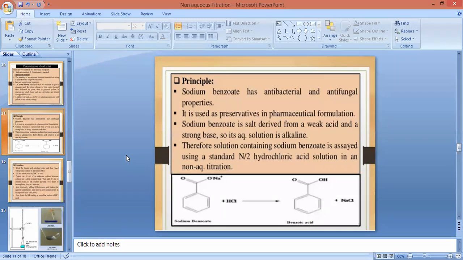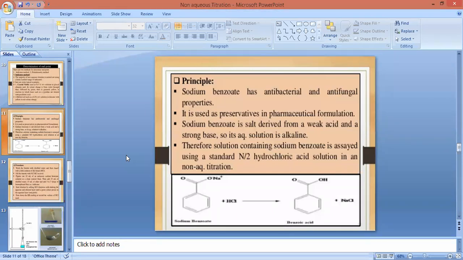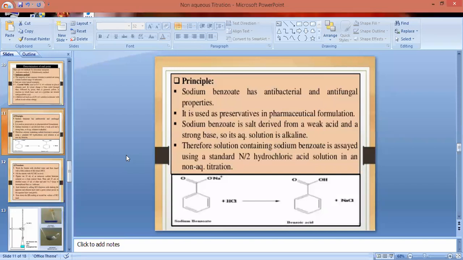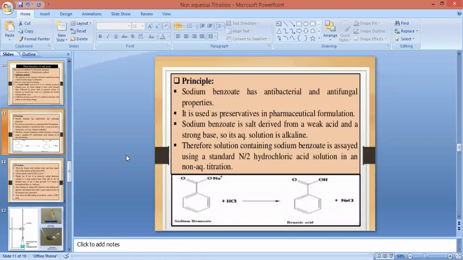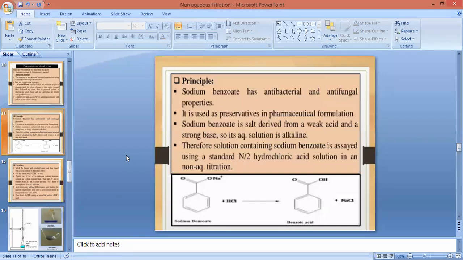First is the principle. Sodium benzoate has antibacterial and antifungal properties, so it is mainly used in the treatment of infectious disorders. It is also used as a preservative in various pharmaceutical formulations. Sodium benzoate is a salt derived from a weak acid and a strong base, so its aqueous solution will be alkaline in nature.